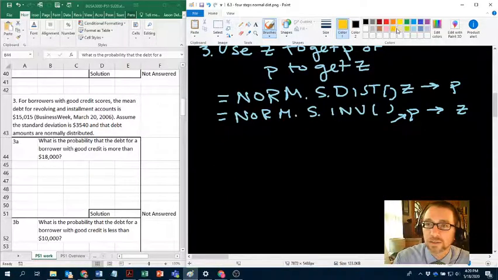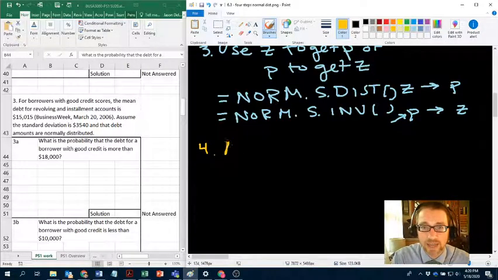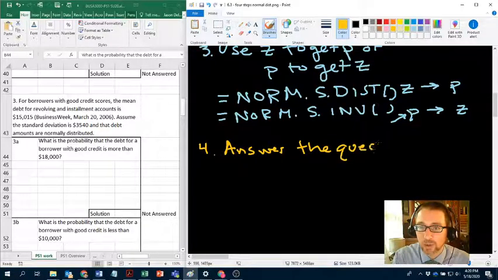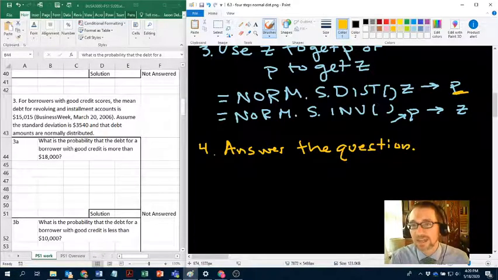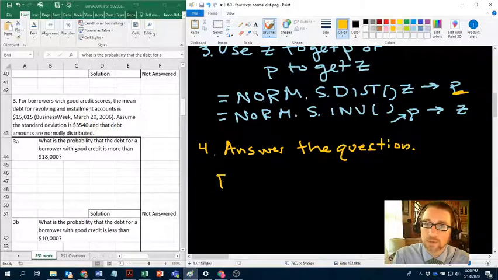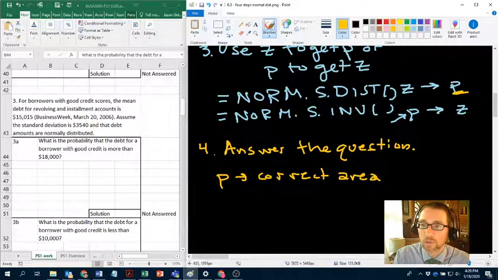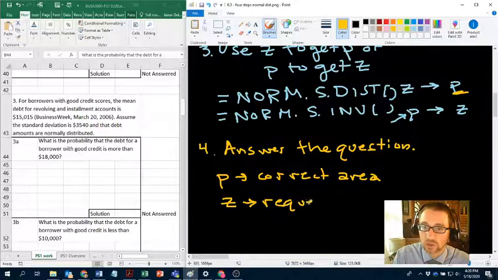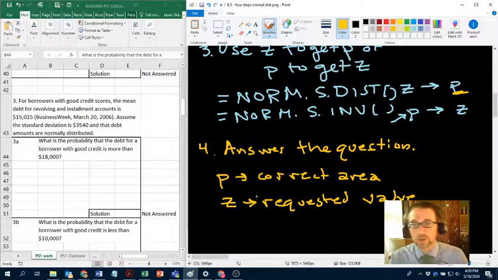And then we're on to the final step, step 4, which is, I admit, a bit of a cop-out, which is to answer the question. We reread and answer the question and make sure, usually at this point we're a little bit in the weeds, but we have everything but maybe 1 or 2 things. So maybe we have the area, but it's not exactly the area we need. Maybe we have z, but we actually need a dollar value. And so sometimes we'll go from p to the correct area, or go from z to the requested value. Maybe the question wants a mu or a sigma or an x, and we have to use a z-score to get that.